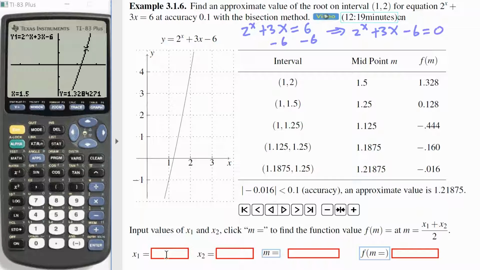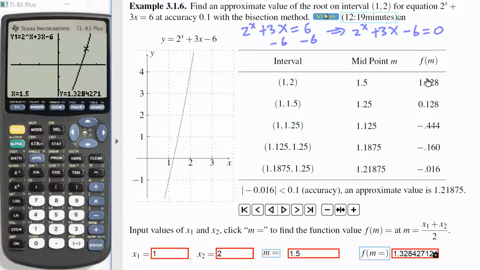You can also input 1 here, and here you input 2, and you hit M. That will be the middle value. And then if you hit f of m equals, it's going to be 1.328 something. So here you can use either the calculator or the ebook function. Okay. Now we have f(1.5) right here is not 0.